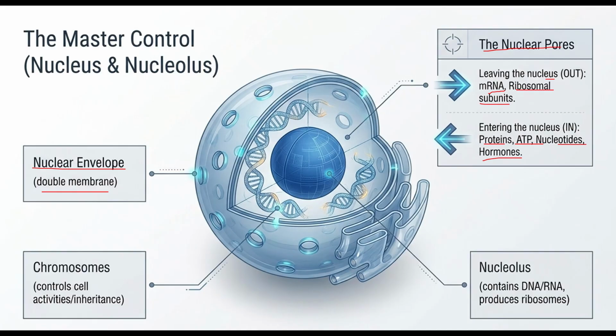Inside the nucleus are chromosomes. What are chromosomes? They control the cell activities and inheritance, right? They contain DNA organized into genes. So these genes carry instructions for protein production and inheritance. And then we have the nucleolus. It is a dense region within the nucleus that manufactures ribosomes, which are essential for protein synthesis. So it contains DNA and RNA that produce the ribosomes. Clear?